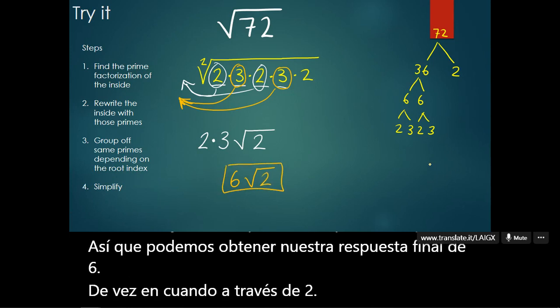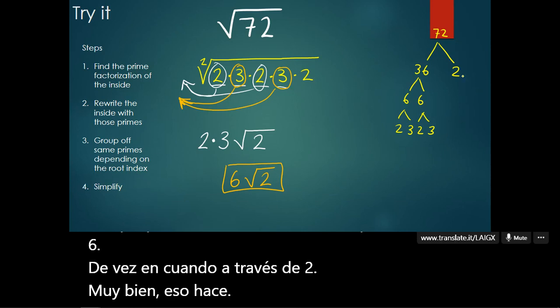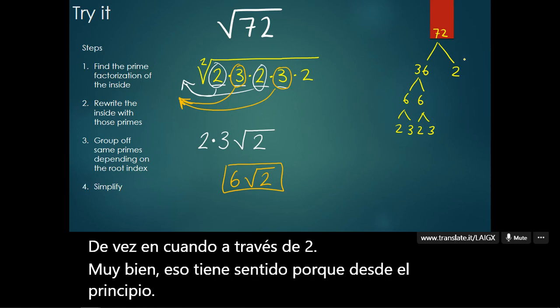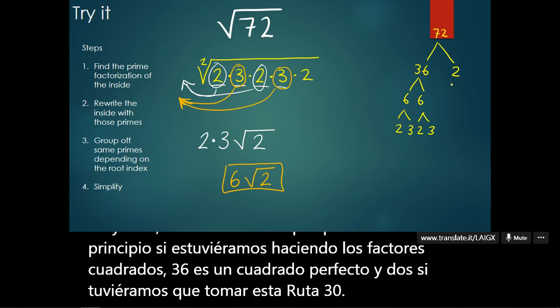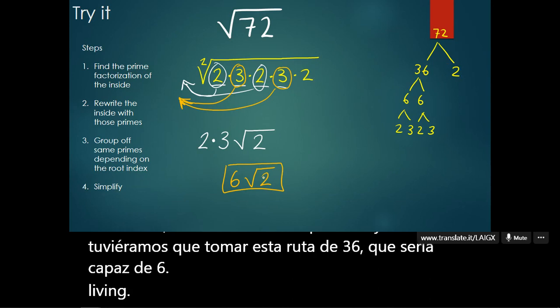All right, that makes sense because from the very beginning, if we were doing the squares factors, 36 is a perfect square, and 2. If we were to take the square root of 36, that would give us 6, leaving just the square root of 2 by itself.